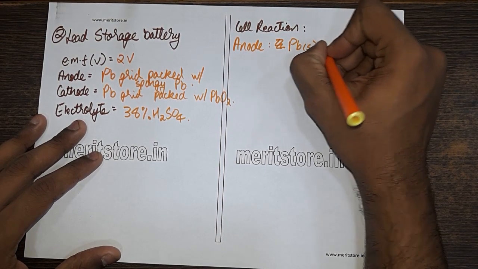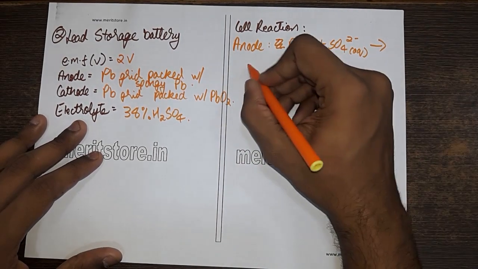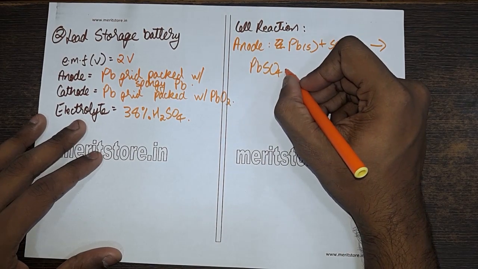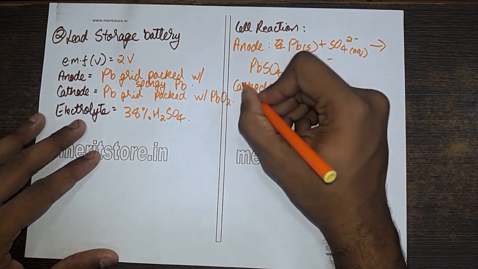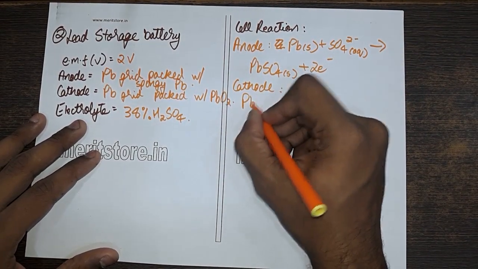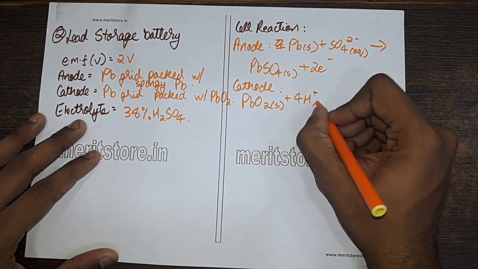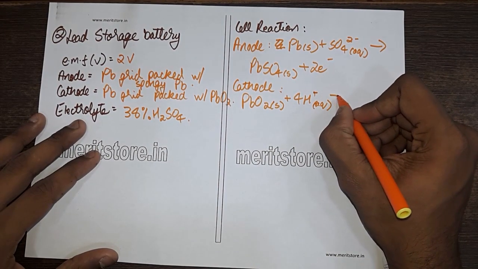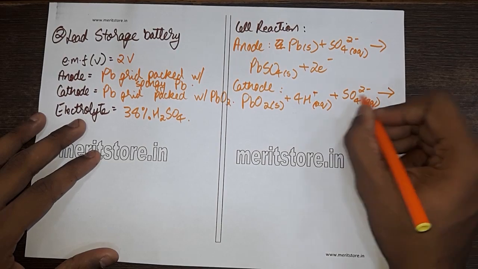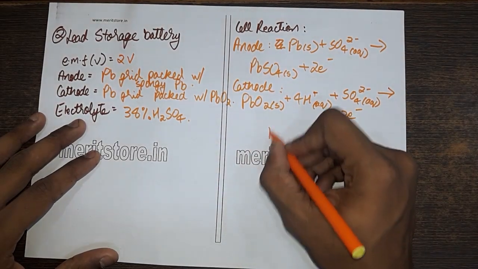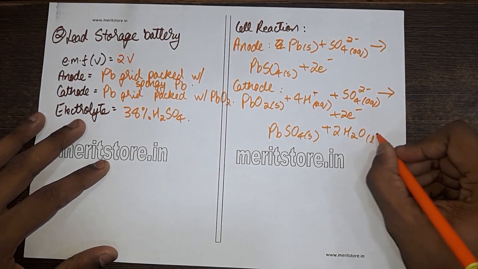The cell reaction at the anode would be lead in the solid state plus SO4 2- in an aqueous state, giving us PbSO4 in the solid state plus 2 electrons, and at the cathode we would have PbO2 in the solid state plus 4H+ in the aqueous state plus SO4 2- in the aqueous state, in addition they have 2 electrons, giving us PbSO4 in the solid state plus 2H2O in the liquid state.